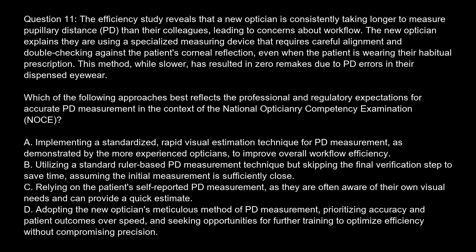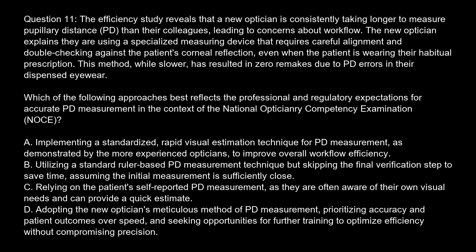Question 11. The efficiency study reveals that a new optician is consistently taking longer to measure pupillary distance, PD, than their colleagues, leading to concerns about workflow. The new optician explains they are using a specialized measuring device that requires careful alignment and double-checking against the patient's corneal reflection, even when the patient is wearing their habitual prescription. This method, while slower, has resulted in 0 remakes due to PD errors in their dispensed eyewear. Which of the following approaches best reflects the professional and regulatory expectations for accurate PD measurement in the context of the National Opticianry Competency Examination, NOCE?